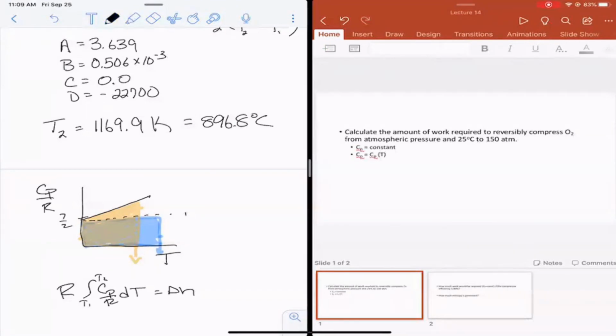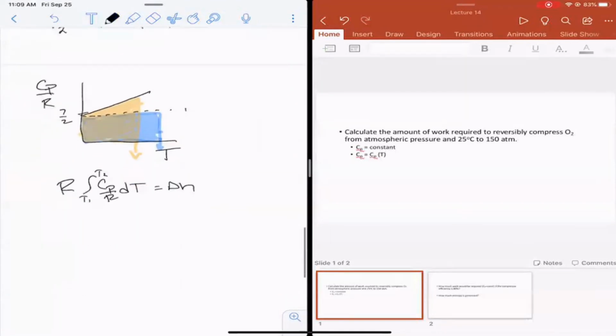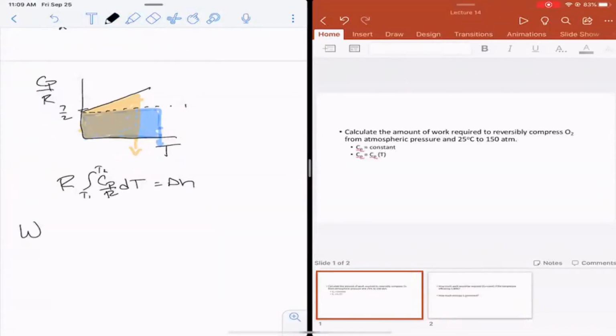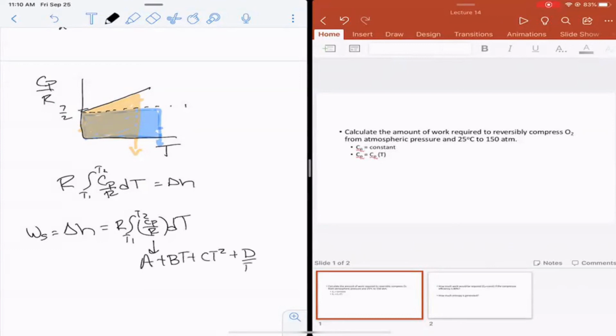So we did calculate this temperature. So let's see if this idea about delta H being the same is true. So again, the work is equal to m dot delta H. We calculated delta H in joules per mole, so maybe we'll make that little w is equal to delta H, which is just the integral, like I said above, which is just R times the integral from T1 to T2 of Cp over R dT, right? And this, again, is A plus BT plus CT squared plus D divided by T squared.